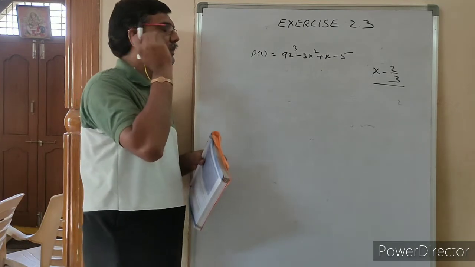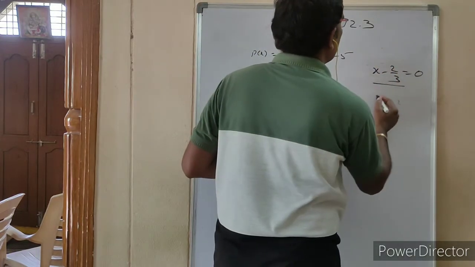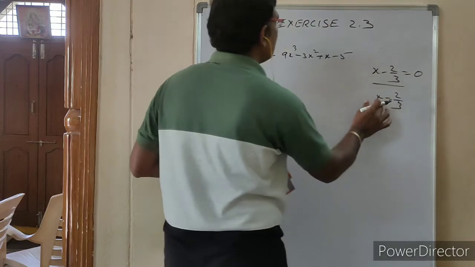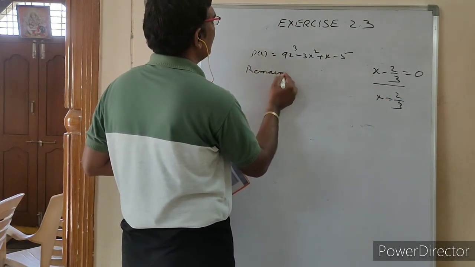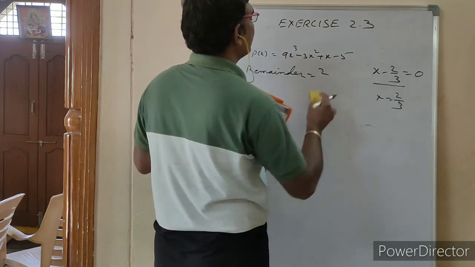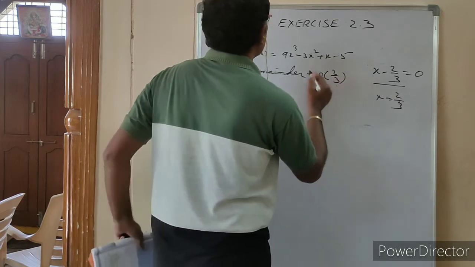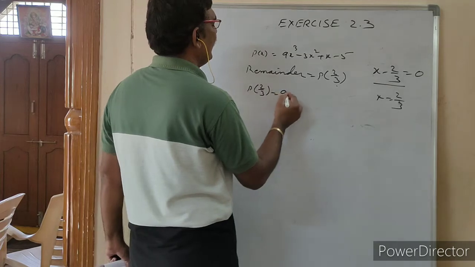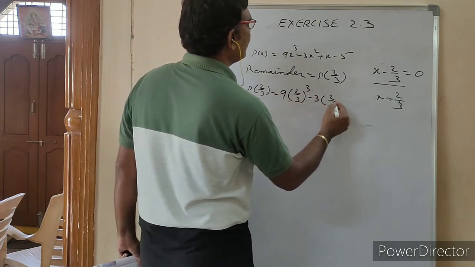We verified. Then if it is a linear polynomial, equate with 0 and bring this term to that side, 2 by 3. The remainder is equal to p of 2 by 3. So what you have to do is, p of 2 by 3 is nothing but wherever x is there, you have to substitute 2 by 3.